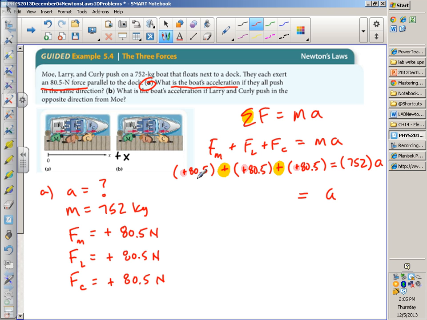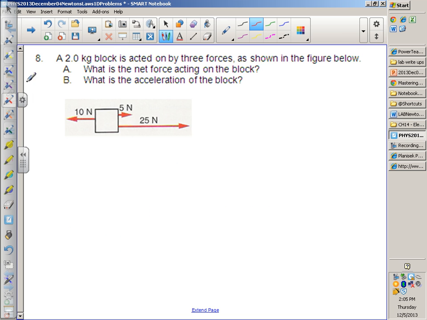Anybody run that through yet? Yeah. What'd you get? 0.321 meters per second squared. And that's going to be positive, right? All right, good there? Questions with that? Good. Okay. Part B.